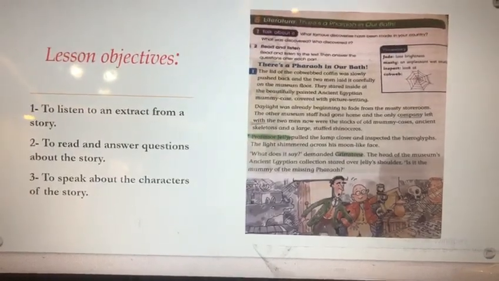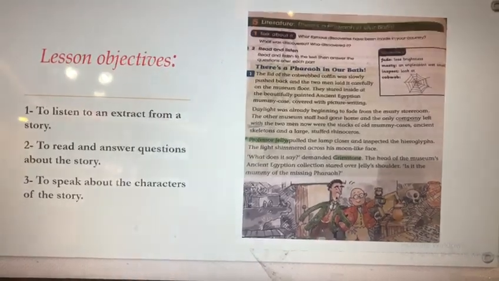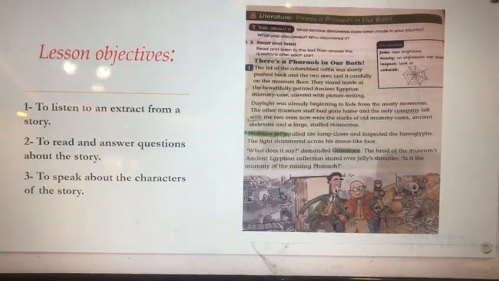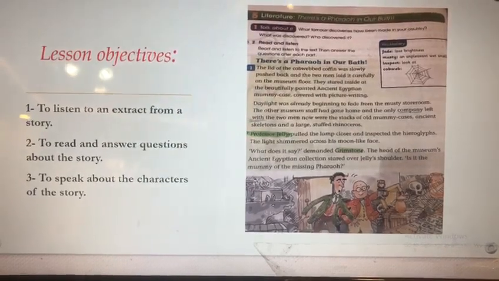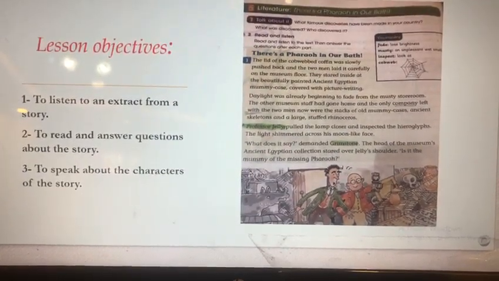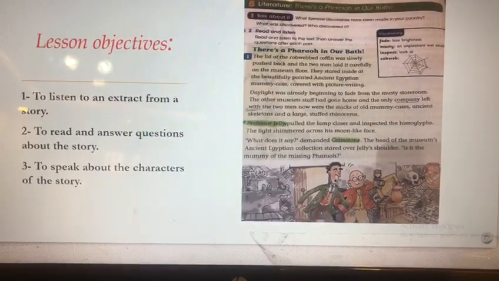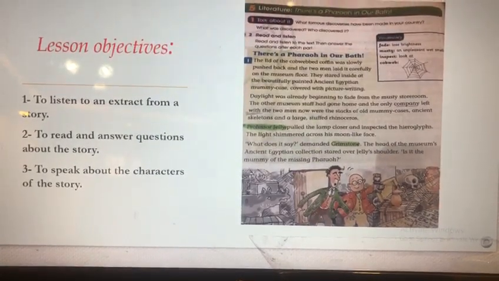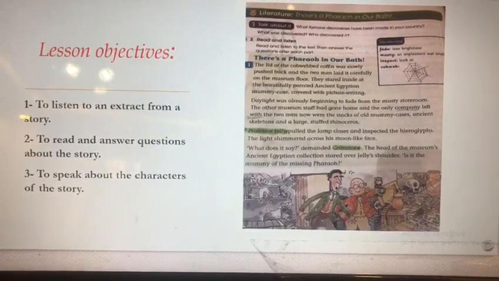Now we will start page 105. Before we start reading, today you have to do the following. First, we should listen to an extract from the story, and then we should read and answer questions about the short story, and then we should speak about the characters of the story.